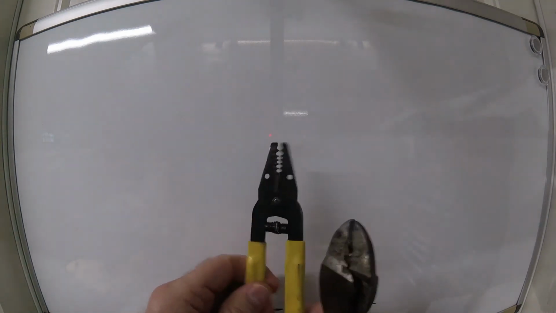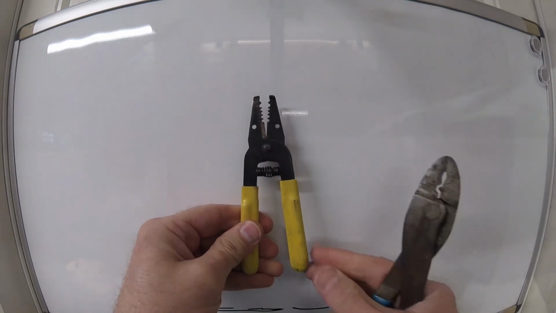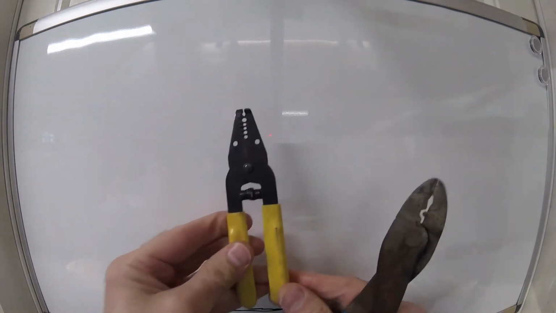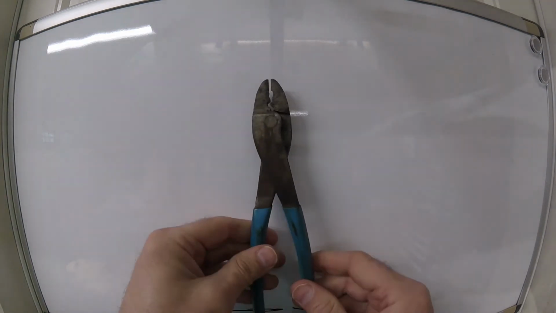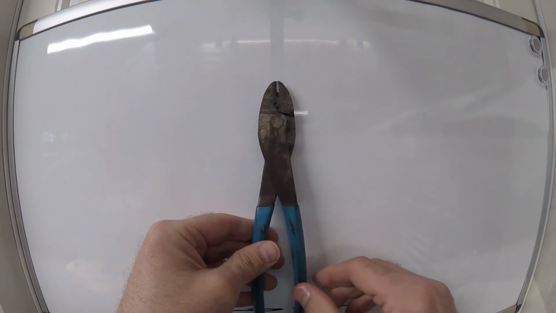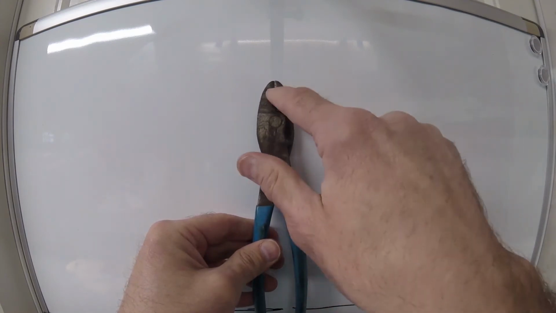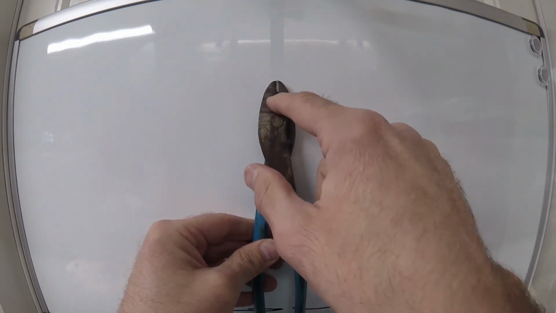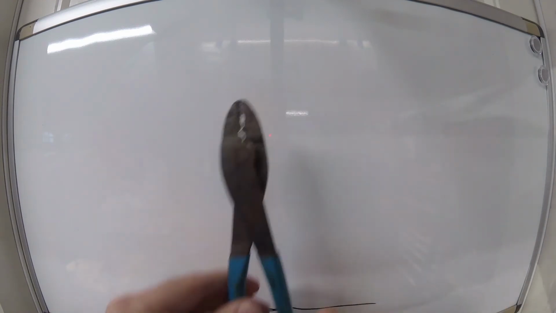You may have one like this that just has stripper sections and a cutter. That's fine too. Here's a tool. This has a cutter and crimper, but this doesn't do any wire stripping. It's strictly for cutting wire and for crimping insulated and non-insulated terminals.